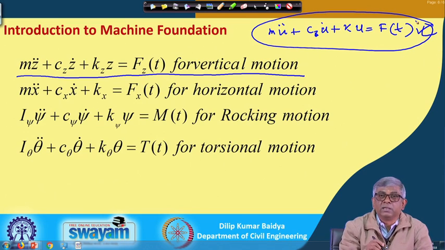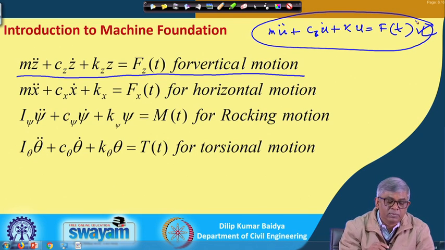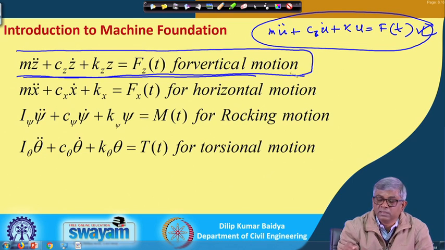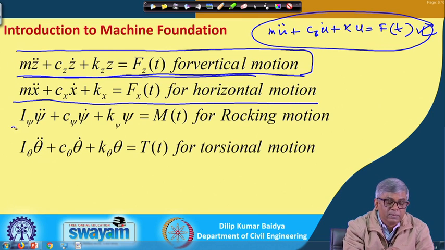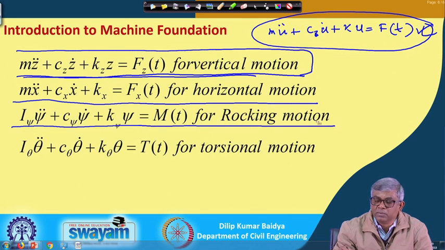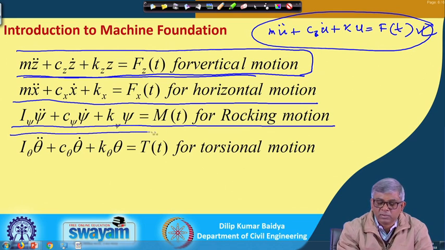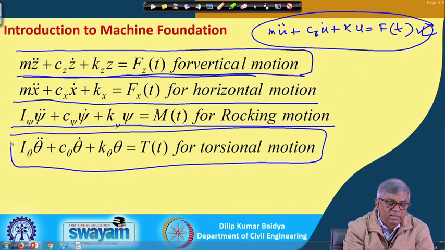Now, as I have told before, in the foundation there will be 6 degrees of freedom: 2 rocking, 2 horizontal, 1 vertical and 1 torsion. So, this is the vertical equation. When it is vertical motion, I can write the equation of motion like this. If it is a horizontal motion, I can write the equation of motion like this. If it is a rocking motion, like this. If it is a torsional motion, you can write the equation of motion like this.